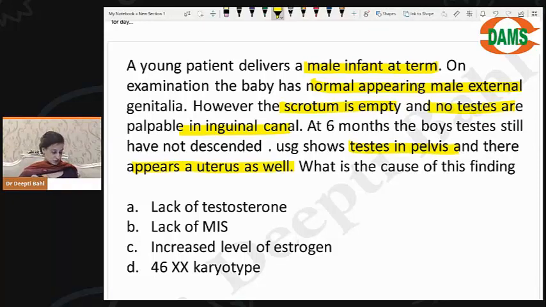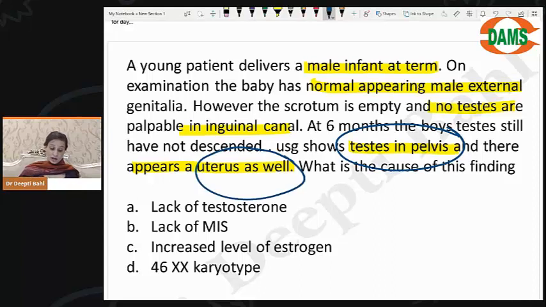So these are the keywords for you. Okay, what are the keywords? It is a male baby, right? It's a male baby, but the highlight is that the testes are still in the pelvis. They have not descended, and the uterus is also present. So what do you think is the pathology here? Tell me. Perfect, everyone knows. What is the answer? The answer is B, right?